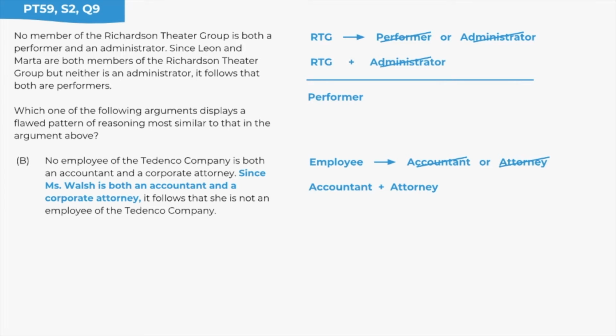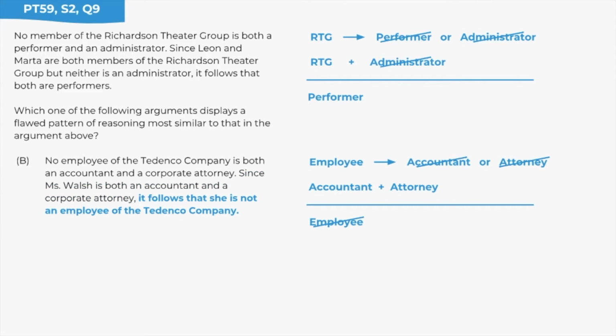Notice that this person is an accountant and attorney, but that doesn't tell us that this person is an employee at Tedesco. Whereas in the original argument, the second premise told us that the trigger of the first relationship is true. It told us that this person is a member of the Richardson Theater Group. But we don't get that in the second premise in answer choice B. So that may be enough to go ahead and get rid of this answer choice. But let's just see what else they give us.